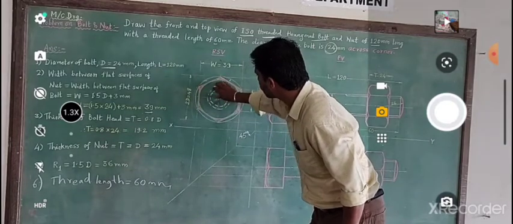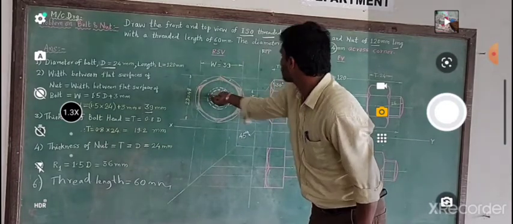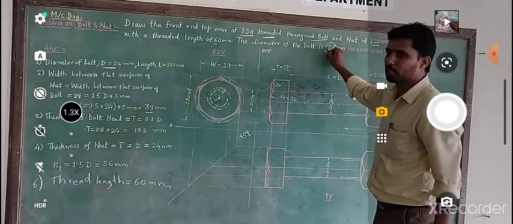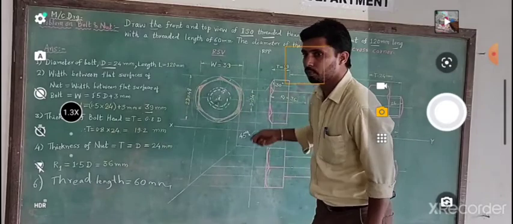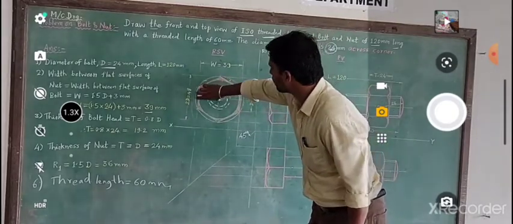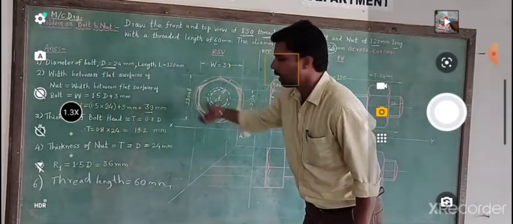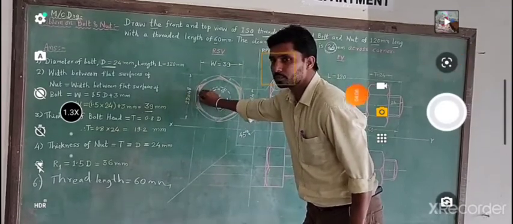First, draw the 24 mm circle. What is that 24 mm? This is the diameter of the bolt. Draw the 24 mm circle here. Okay, so first draw the 39 mm circle, and here.